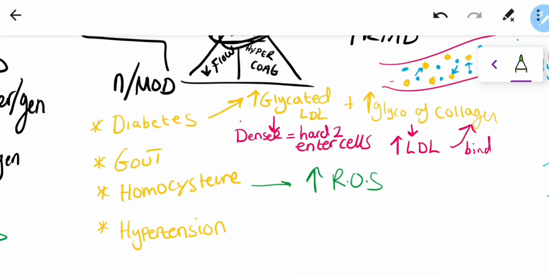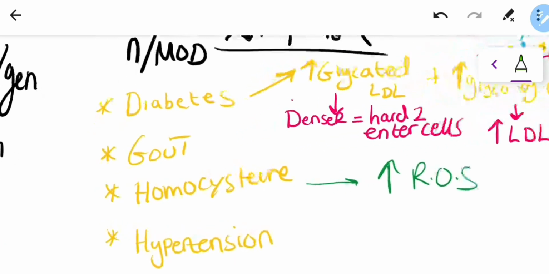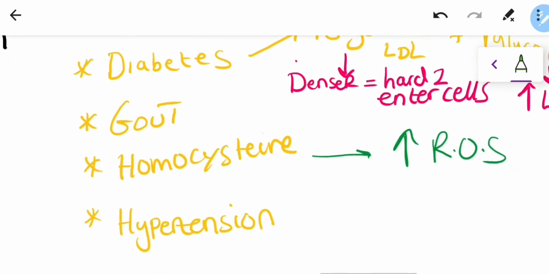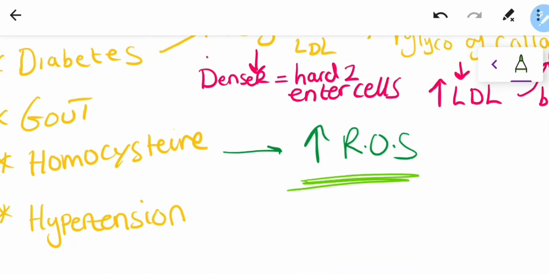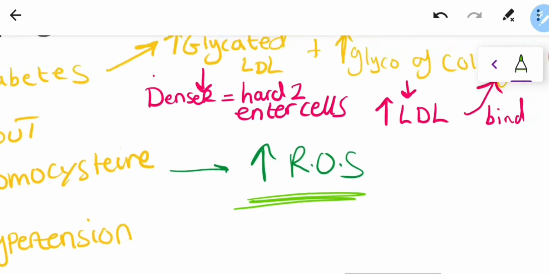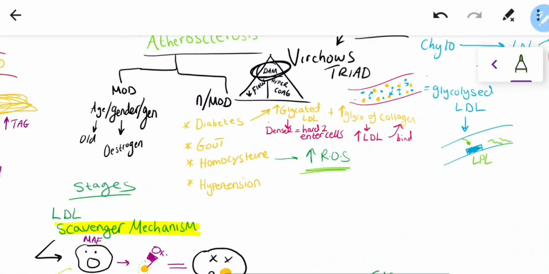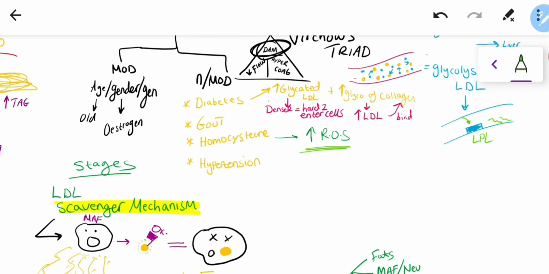Alright, so other things as well, you can mention gout. Gout as well is an immunogenic substance. So you can imagine again, this immunological reaction and more damage to the subendothelium, which provokes this atherosclerosis response. Homocysteine is a toxic substance which can increase reactive oxidative species and hypertension. Okay. Now let's move on to stages, actually.